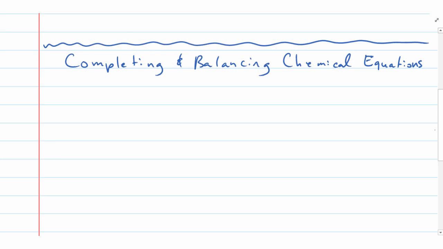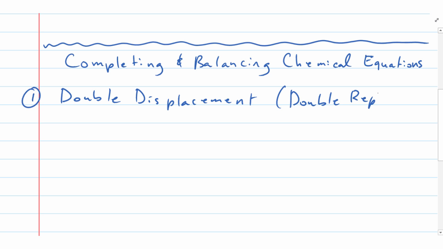Then we are going to go on to completing and balancing chemical equations, which means we are going to try to figure out which products are produced in a given chemical reaction. So, to do these, you are going to be responsible for two types in here. Those types are double displacement reactions, which are also called double replacement reactions. And the other type that you will be responsible for is combustion reactions.